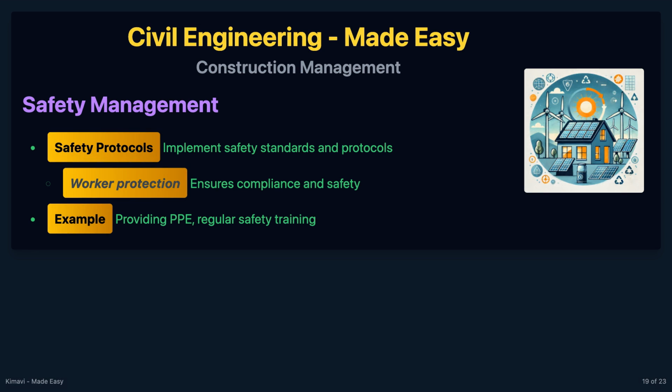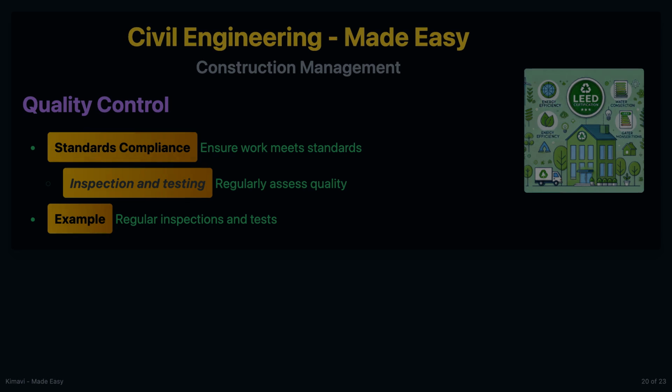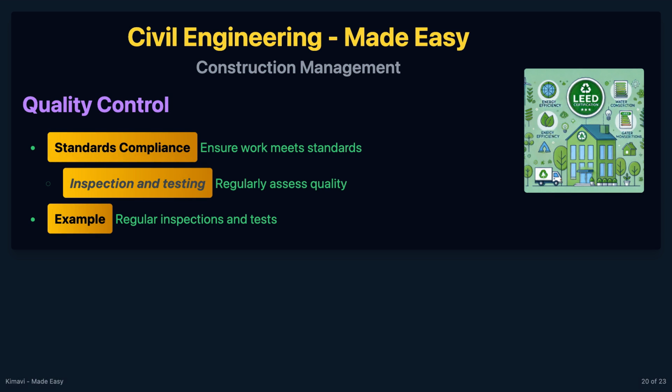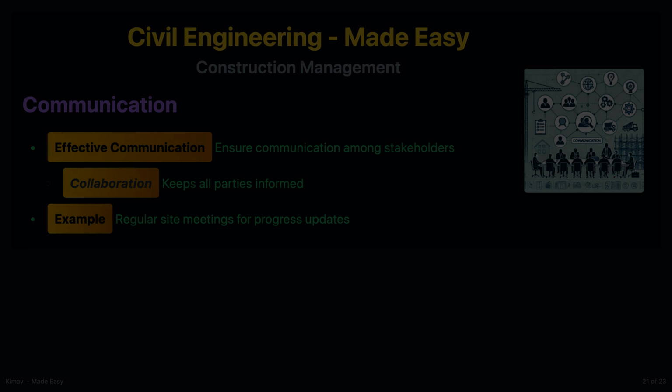Safety management involves implementing safety protocols to protect workers and comply with regulations. For example, providing personal protective equipment and conducting regular safety training sessions. Quality control ensures that construction work meets the required standards and specifications. For example, conducting regular inspections and tests on materials and workmanship.